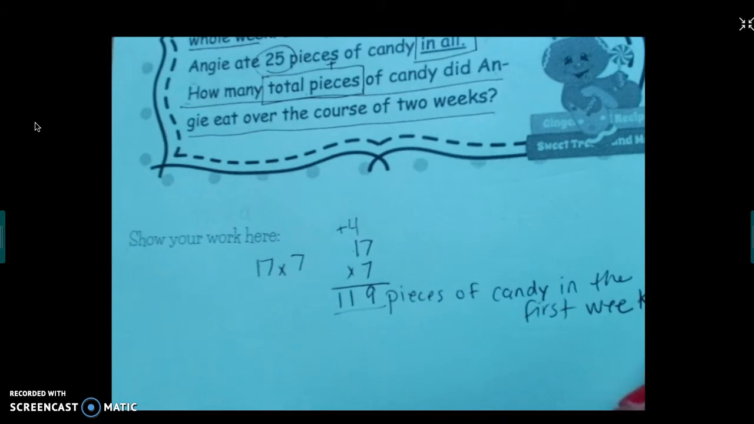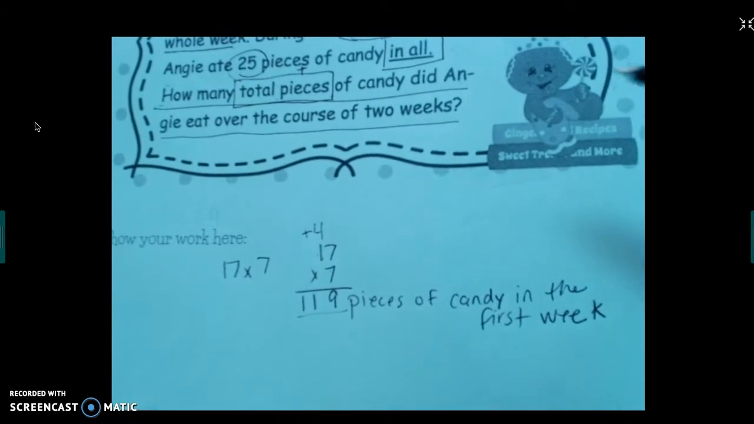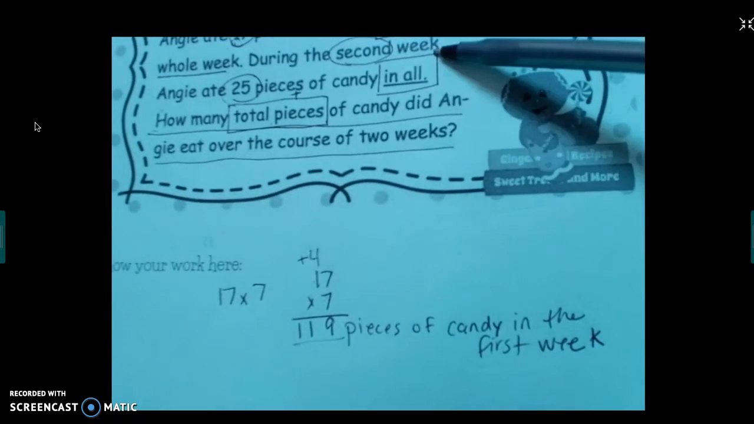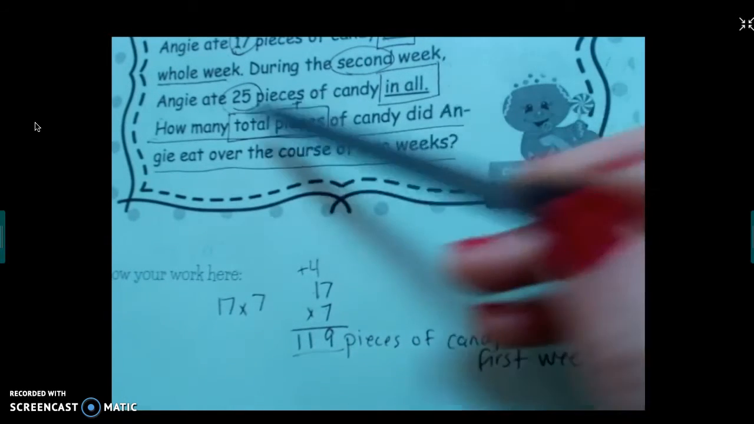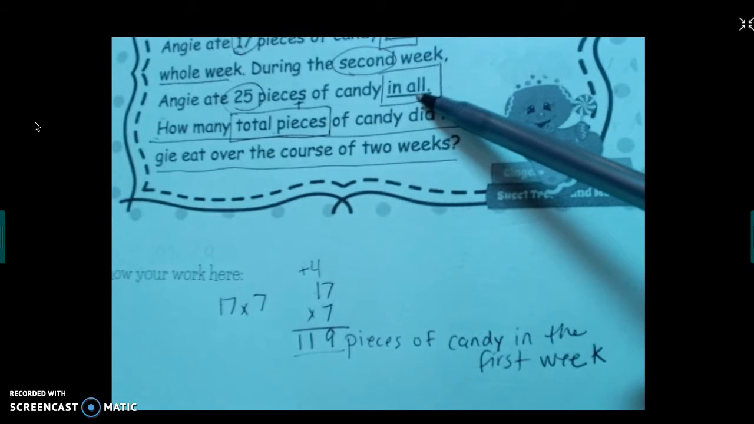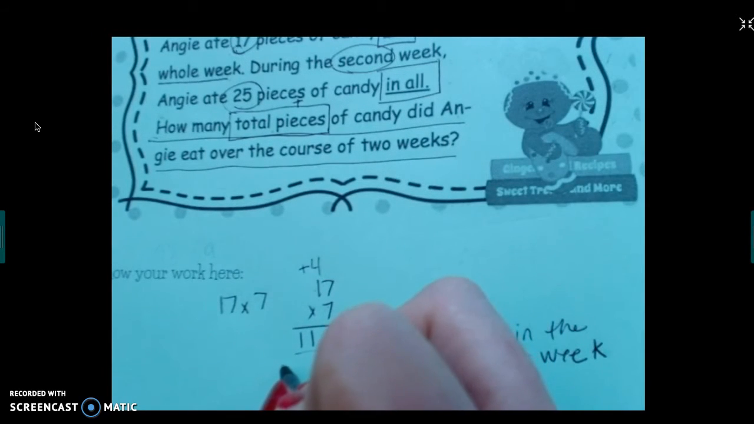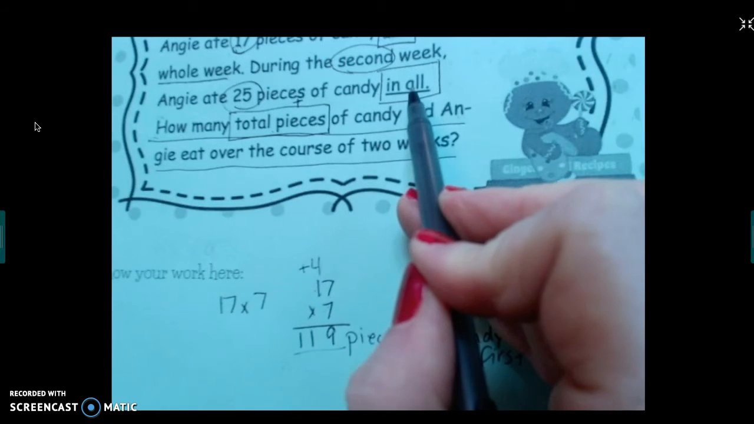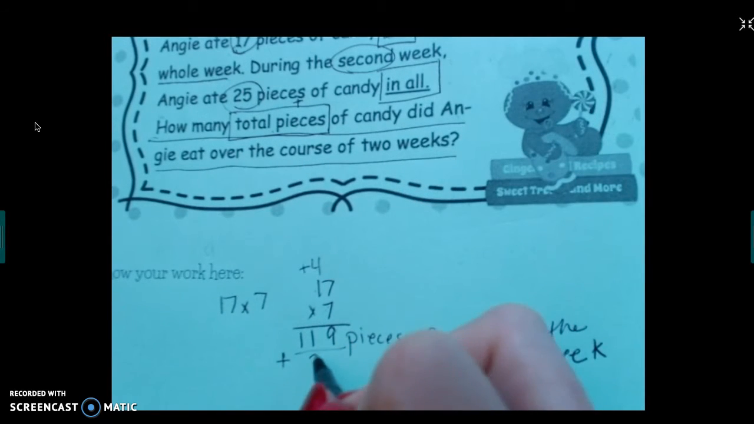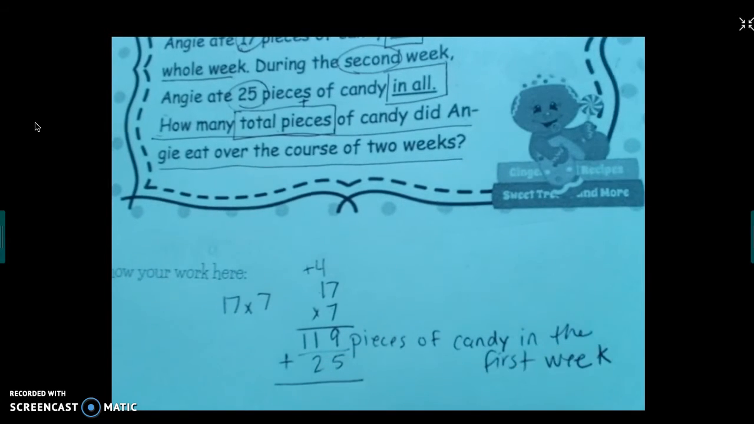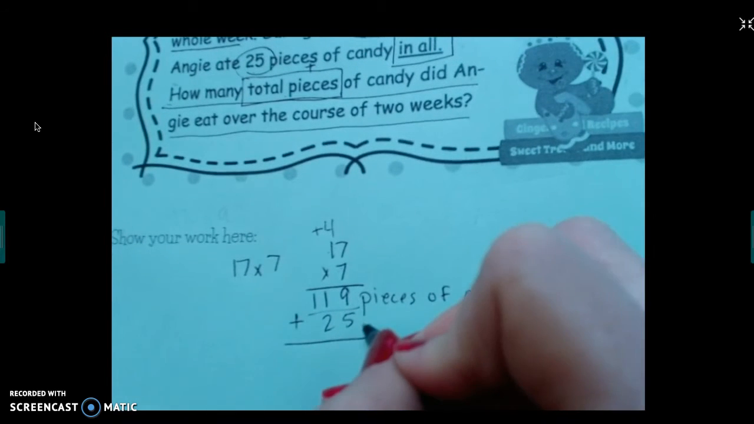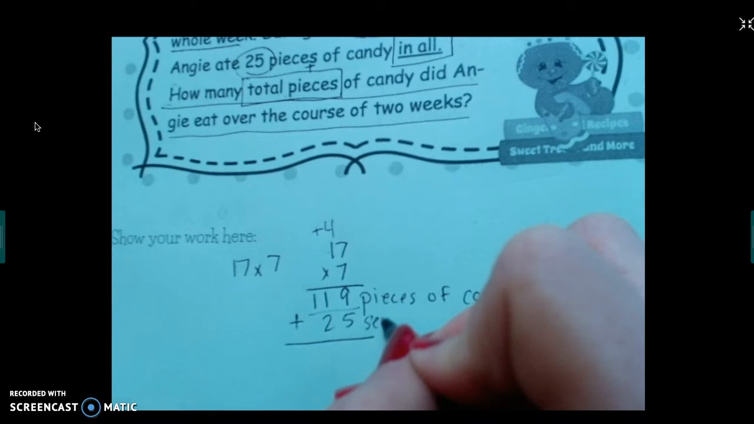Okay, now they want to know how much she ate in all. So now let's go to the 2nd week. Angie ate 25 pieces of candy in all. So we don't have to multiply that by anything because she just ate 25 pieces of candy. So we're actually going to add that to our 1st week. So we're going to do 119 plus 25 because this would be the 2nd week.